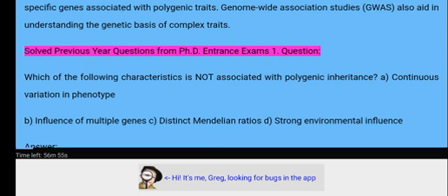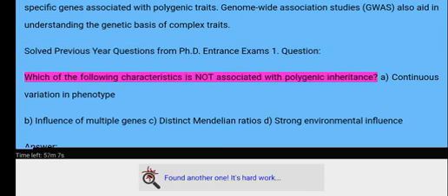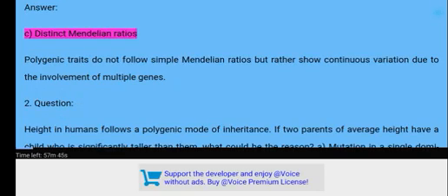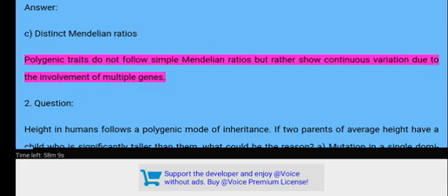Solve previous year questions from PhD entrance exams. 1. Question. Which of the following characteristics is not associated with polygenic inheritance? A. Continuous variation in phenotype. B. Influence of multiple genes. C. Distinct Mendelian ratios. D. Strong environmental influence. Answer. C. Distinct Mendelian ratios. Polygenic traits do not follow simple Mendelian ratios but rather show continuous variation due to the involvement of multiple genes.